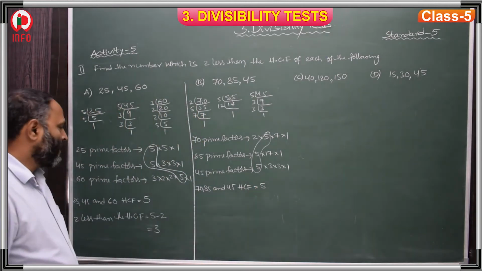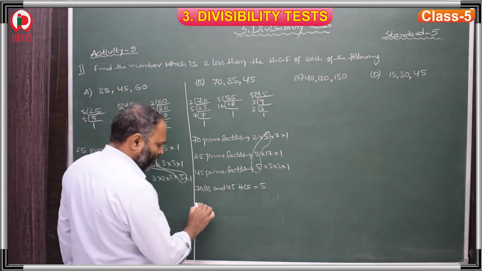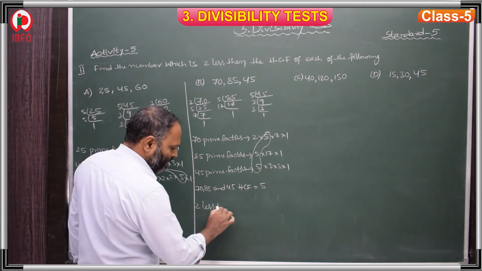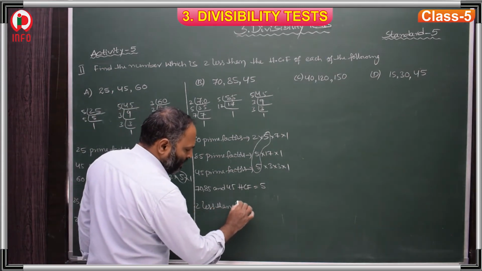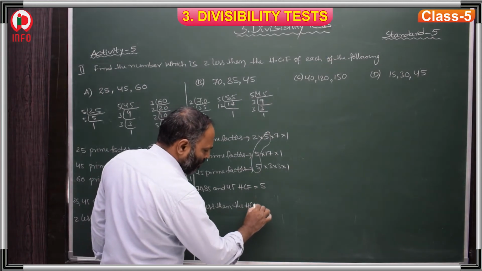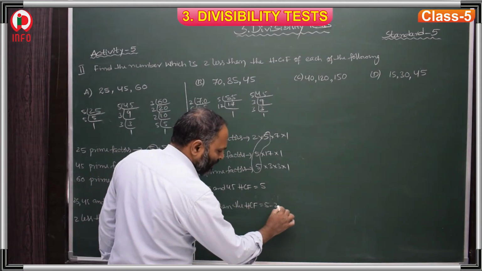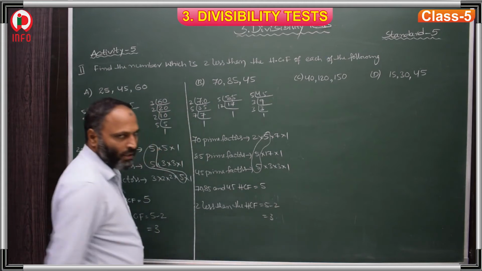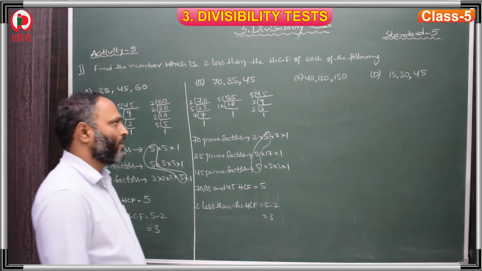Now 2 less than the HCF is equal to 5 minus 2. That is 3. 3 is your answer.